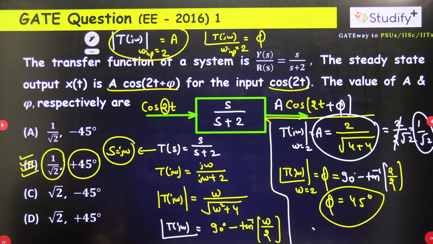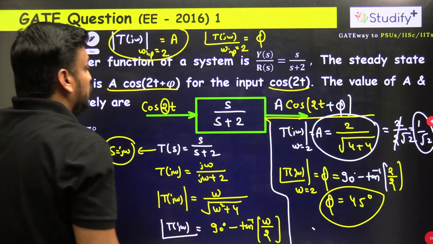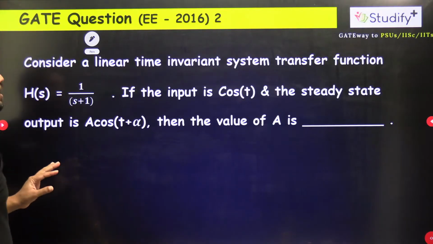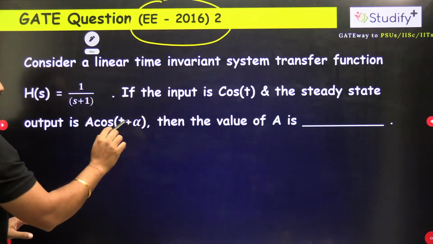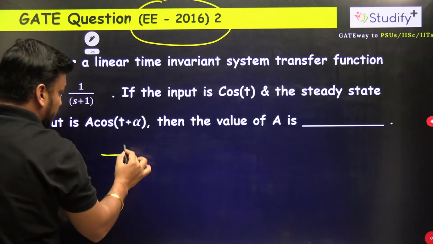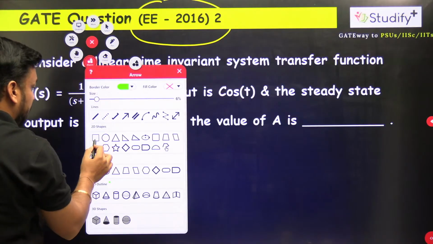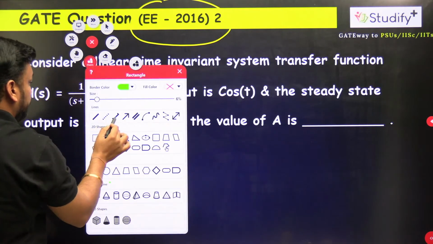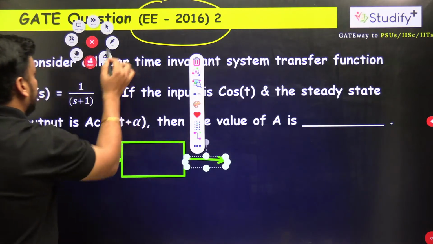Done, sir? Done? So I think students replied, done, sir, completed. Okay. So this question also completed. Now I am going for the next question. Now student, try to observe carefully. This is an electrical question, 2016, and the transfer function is 1 upon s plus 1. I will show you by making the diagram so that you can relate in a better way. The transfer function is given to us, and here input and output. Okay, what is the input, sir?